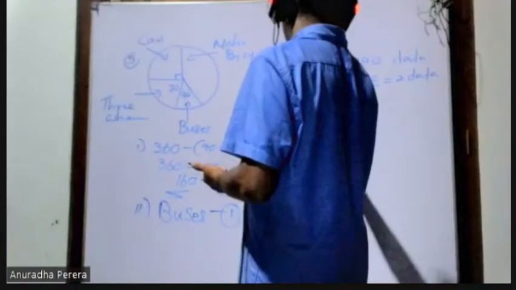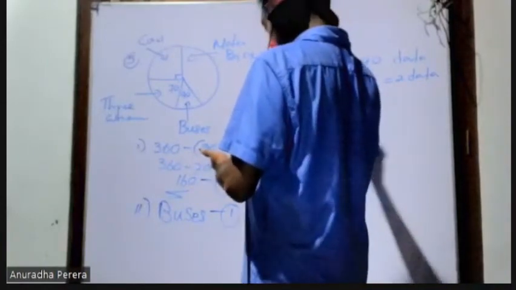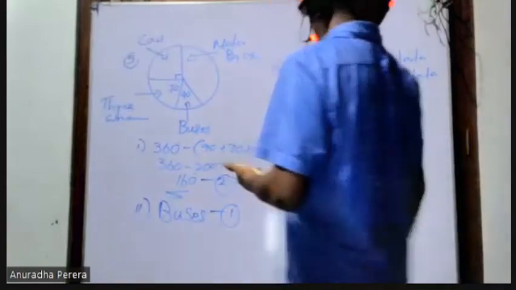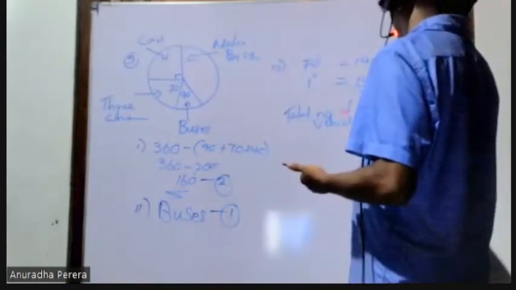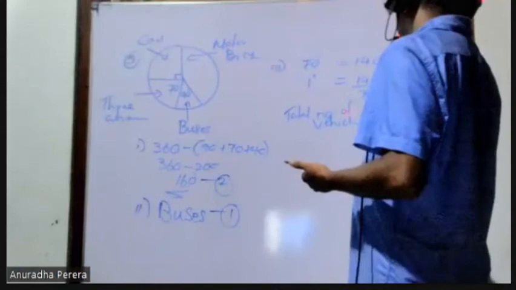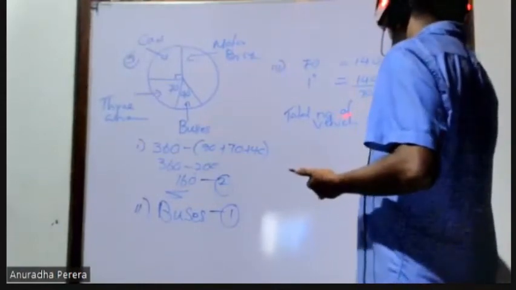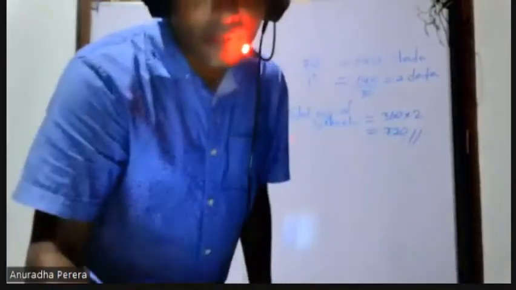the total number of vehicles. Multiply 360 by 2, 720 vehicles. 720 vehicles.